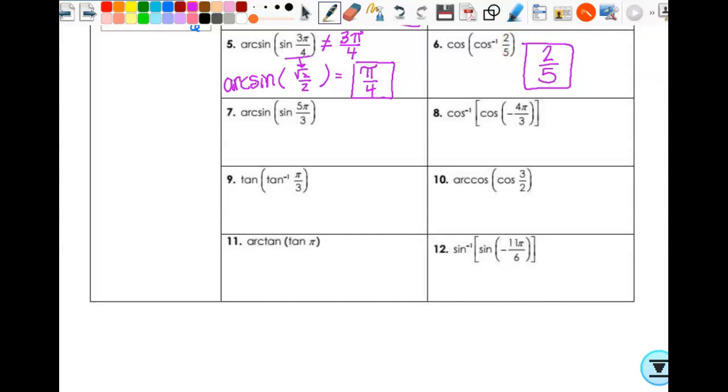So the arcsine of the sine of 5 pi thirds. Does 5 pi thirds fit in the interval? And since this is an angle, it's the angle interval, which is negative pi halves to pi halves, and 5 pi thirds does not fit there, right? So the answer is not 5 pi thirds. So I have to work from the inside out. The arcsine of, what is the sine of 5 pi thirds? What quadrant is that in?